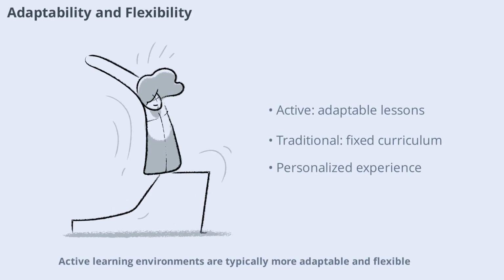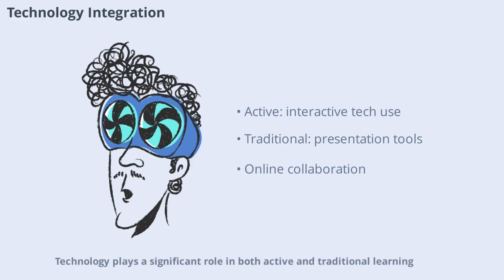Active learning environments are typically more adaptable and flexible. Teachers can adjust activities based on student needs, interests, or current events. This flexibility allows for a more personalized learning experience. Traditional learning tends to follow a set curriculum and schedule, which can make it harder to respond to individual differences or unexpected challenges. Technology plays a significant role in both active and traditional learning, but it's often used differently.